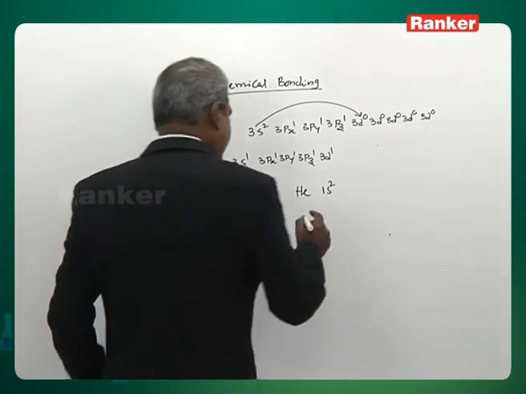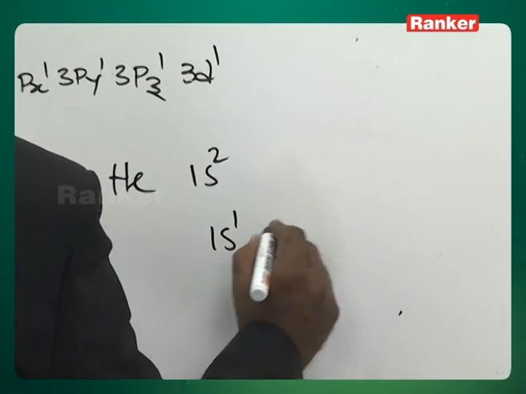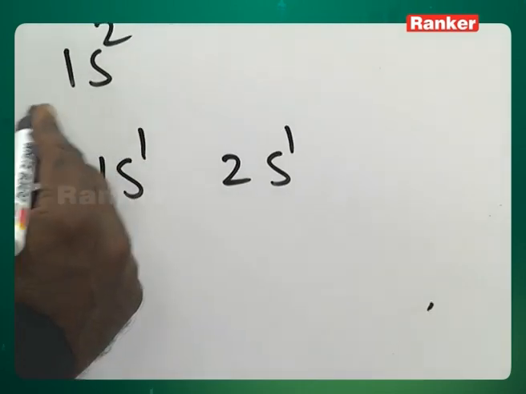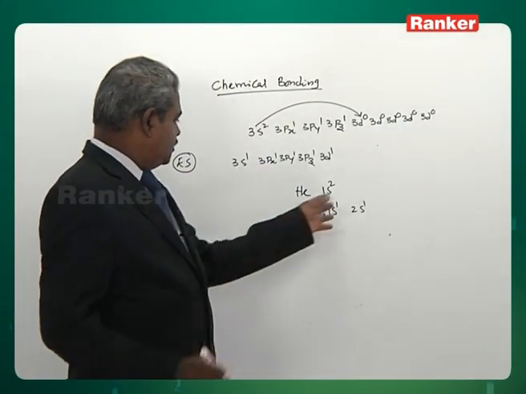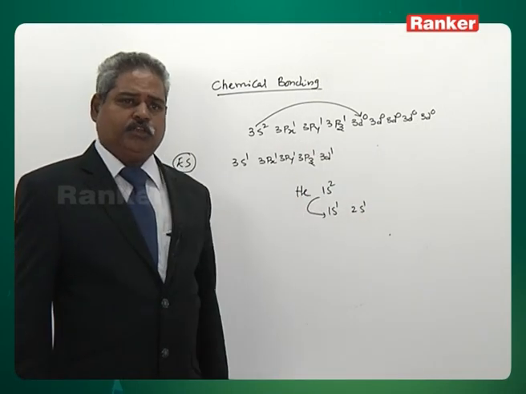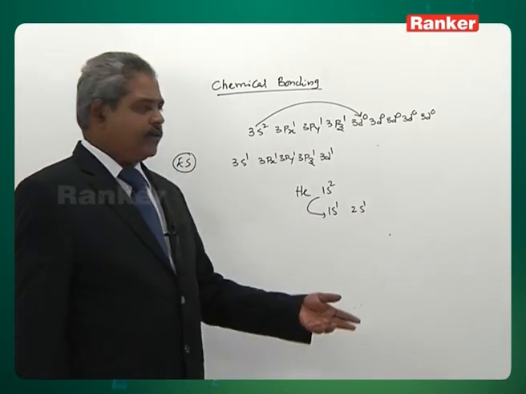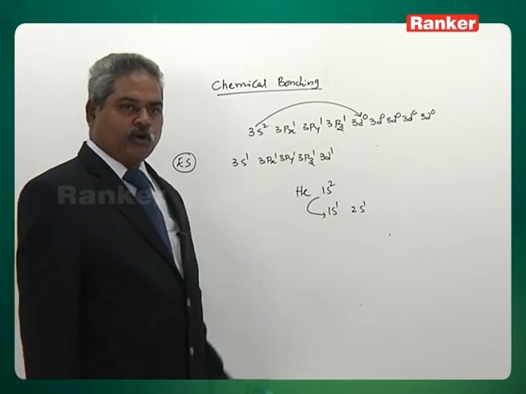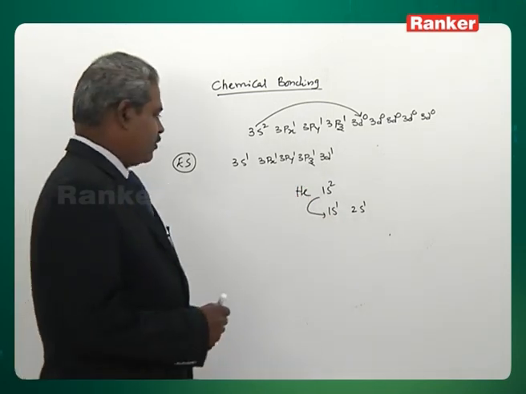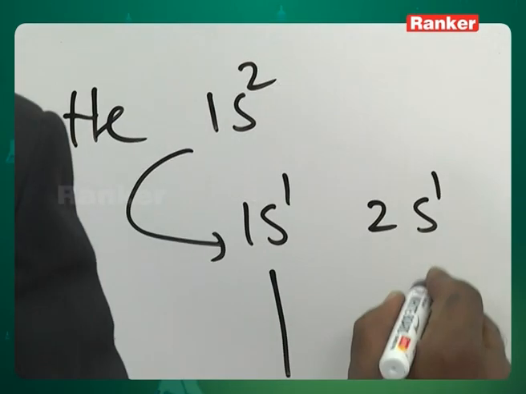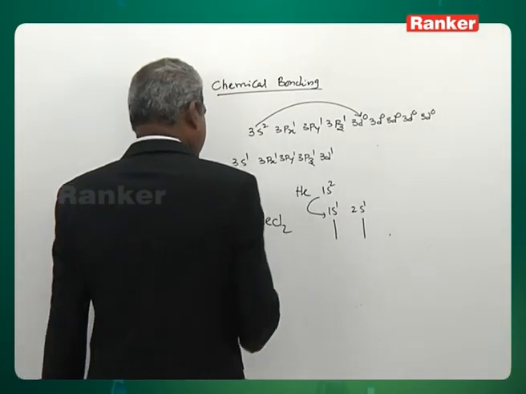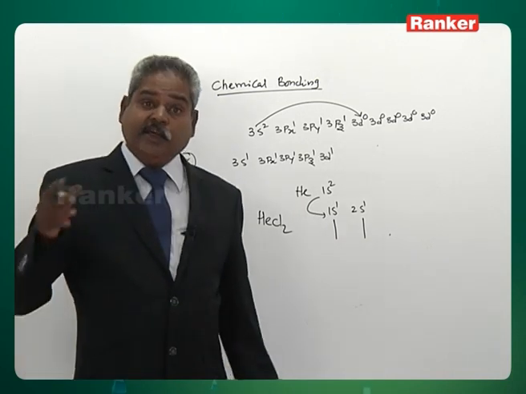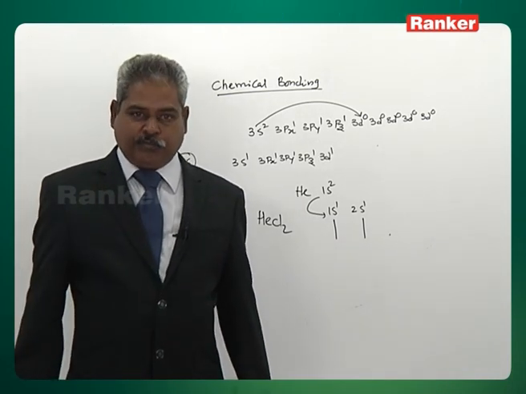For which, what is required? 1s1, 2s1. When you give energy, the pair will get separated, no doubt 1s will go to 2s. This will definitely take place. When energy is given, who can stop this? The pair of electrons is broken. Now you have 2 unpaired electrons and a bond is formed. So helium also can form helium chloride. That may sound surprising to you.